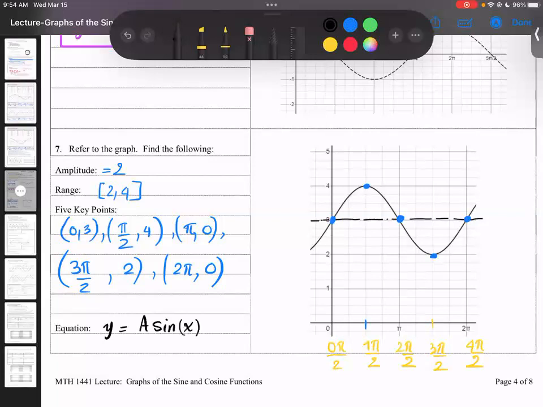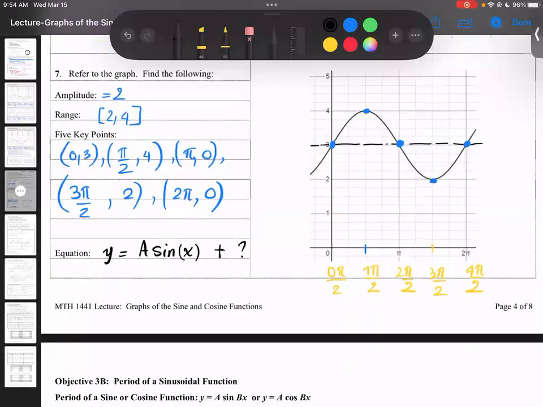Now, something special about this one. It's not on the x-axis. What happened? It's being dragged up a few units. How many units being dragged up? 2, right? So it's going to be added to something. Plus something, right? So let's figure it out one by one.